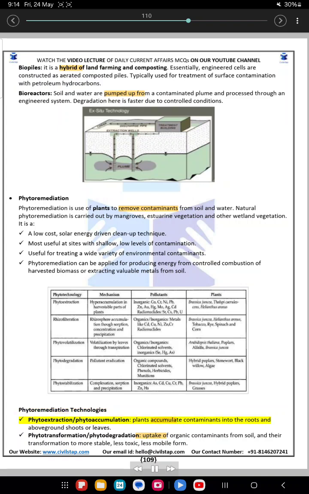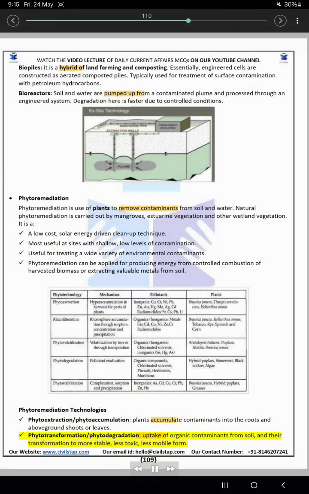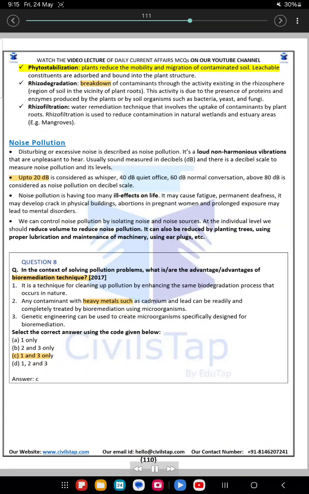Phytoremediation technologies. Phytoextraction, phytoaccumulation: plants accumulate contaminants into the roots and above-ground shoots or leaves. Phytotransformation, phytodegradation: uptake of organic contaminants from soil and their transformation to more stable, less toxic, less mobile forms. Phytostabilization: plants reduce the mobility and migration of contaminated soil. Leachable constituents are absorbed and bound into the plant structure.